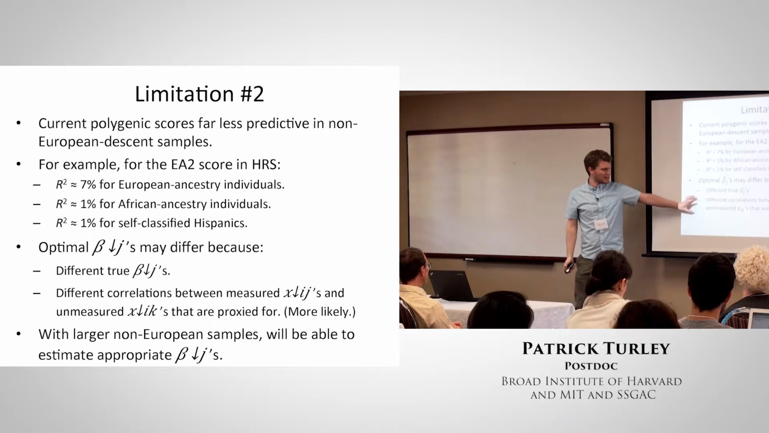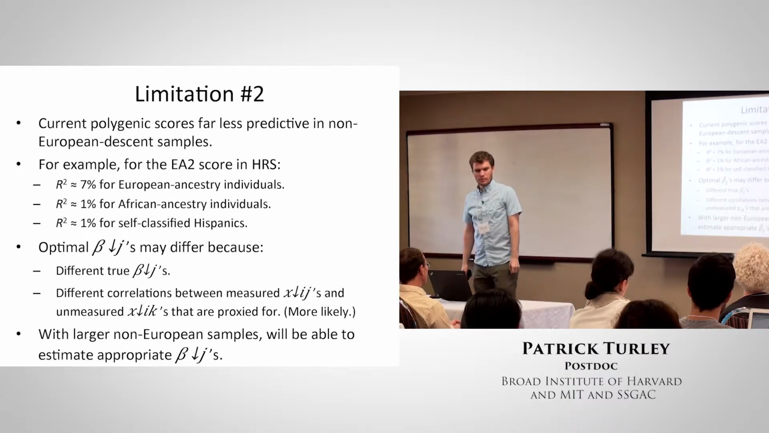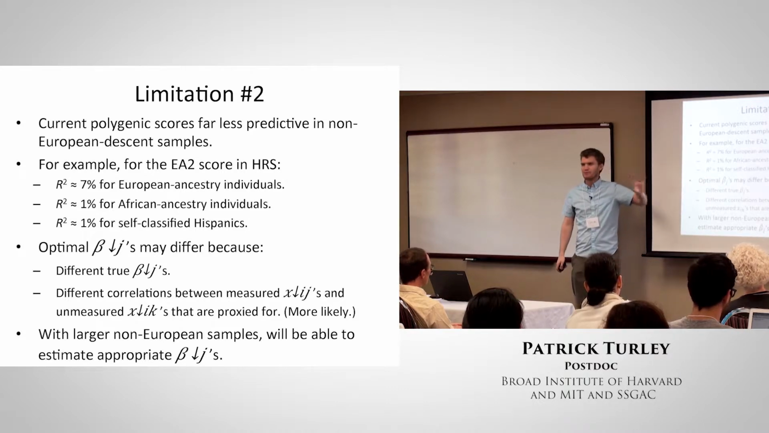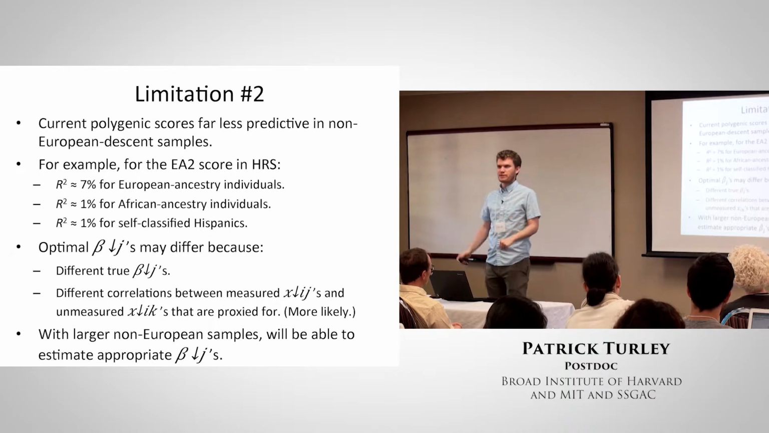I suspect that this is the bigger problem, although this is a very active area of research. People are still working on this. If we got larger and larger non-European samples, then we could, in principle, figure this out, or we could create scores that work in these different groups. Again, that's something that's being worked on pretty actively as well.